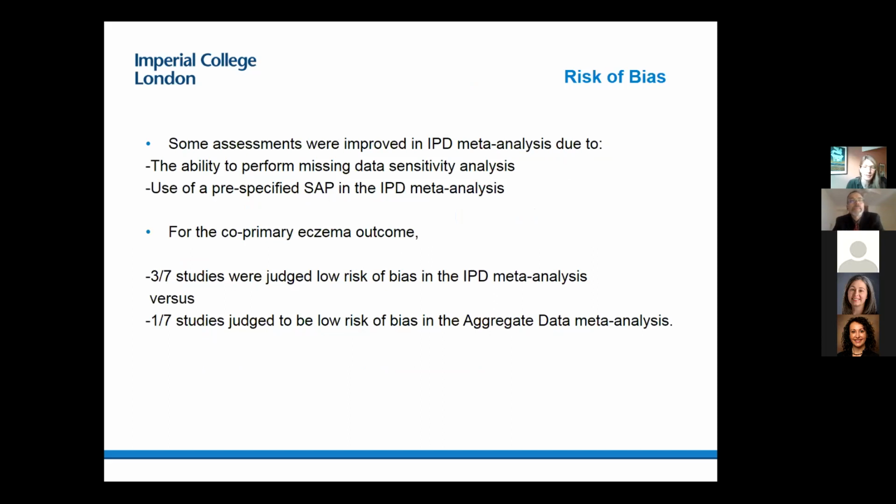Now, on risk of bias, we found the IPD improved some ratings, and this was due to the ability to perform new missing data sensitivity analyses, and also the use of a pre-specified analysis plan for the IPD meta-analysis. So, for example, for the co-primary eczema outcome, there were 3 out of 7 studies that were judged to be of low risk of bias in the IPD meta-analysis. This was compared to only 1 out of 7 in the aggregate data meta-analysis. Now, this and other factors previously discussed, including the reduced heterogeneity, all had an impact on the overall certainty of the review evidence.